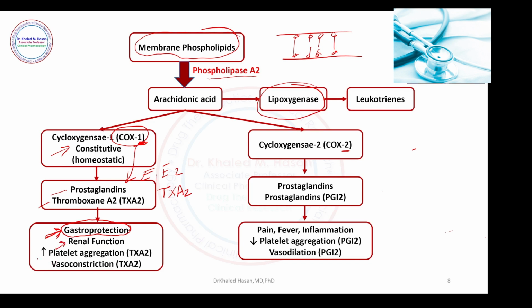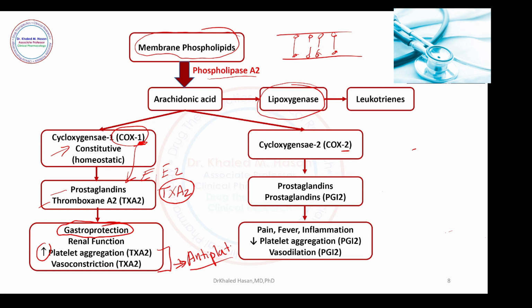Thromboxane A2, this type of prostaglandin, leads to increased platelet aggregation and vasoconstriction. This topic was covered already in the lecture related to antiplatelets. This is not our topic today, but we are focusing on the GI system. So the topic now is that prostaglandin has a gastroprotection effect on the GI system. This is an important one.